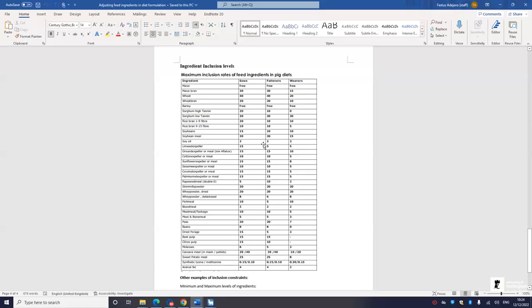All these maximum inclusion recommendations are like guides. If you are going to get the best result with your feed for your animals to experience optimal growth, you can follow these guidelines. You can set these maximum inclusion levels. You agree with me that these become very difficult to achieve if we were to be using the spreadsheet.